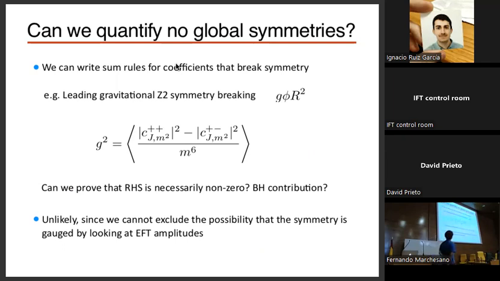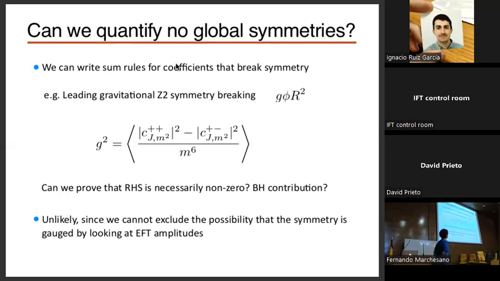For instance, if we had some Z2 symmetry, the leading coefficient that is only there with gravity, that we might be able to show has to be non-zero is like a scalar R² operator if the scalar has a Z2 symmetry. And indeed, one can write some rule that tells you that this coefficient is given by some difference of essentially cross sections in 2 different channels of the graviton amplitude at high energies. Okay, the average over high energy states over these cross sections. So if one could prove that the right hand side is necessarily non-zero because of some black hole process, etc., then we would be done.